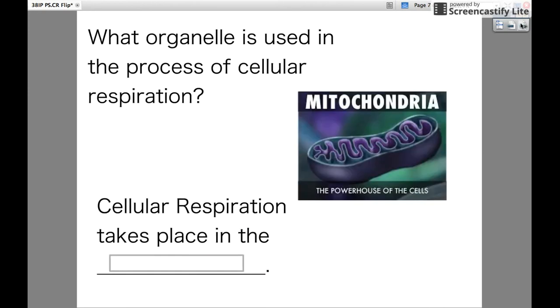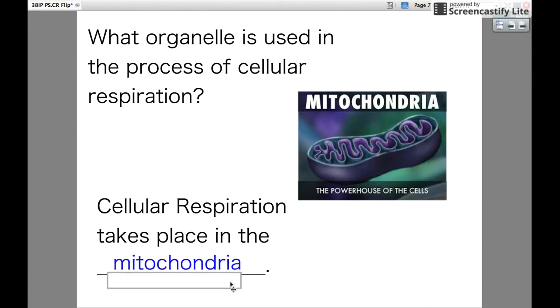Okay, what organelle is used in the process of cellular respiration? Hopefully from looking at this picture, you can answer that question. But just to be super clear, cellular respiration takes place in the mitochondria. Remember, we said that was the powerhouse of the cell, that was the power plant, that was the hydraulic dam in Grant City, right? That's what actually supplies the cell with all of its energy.